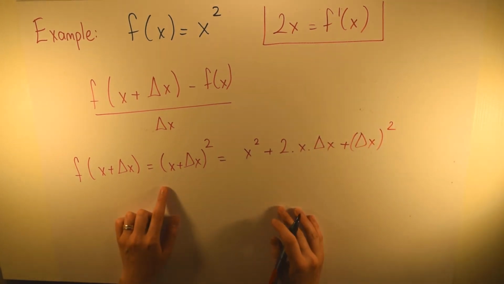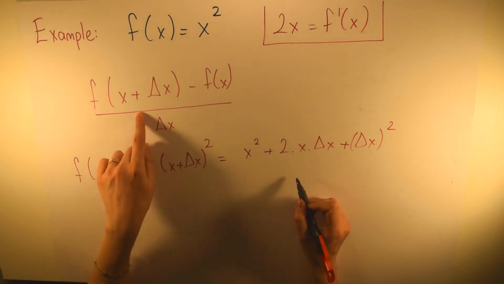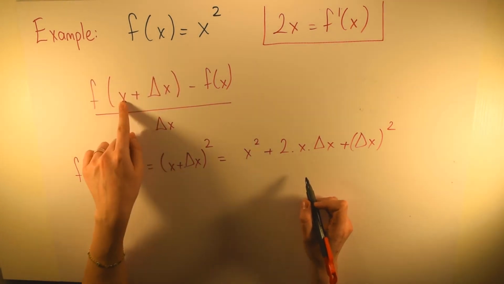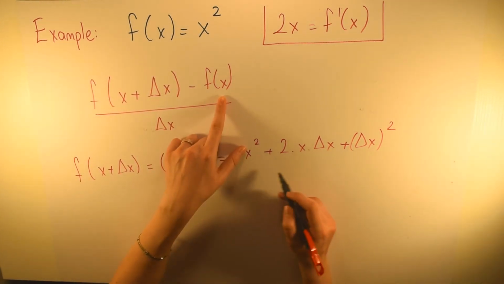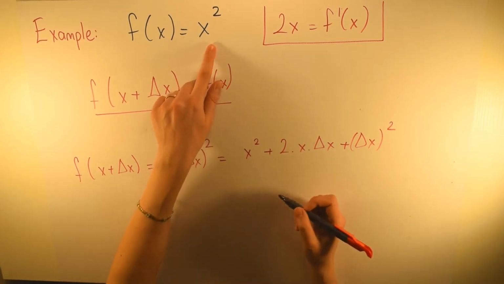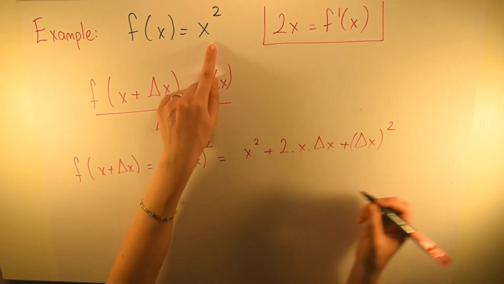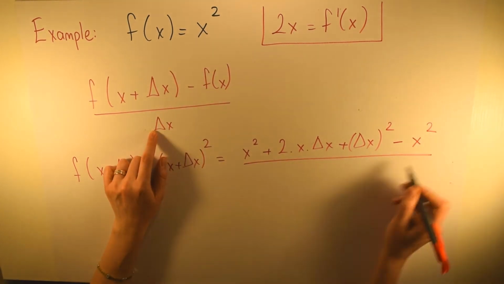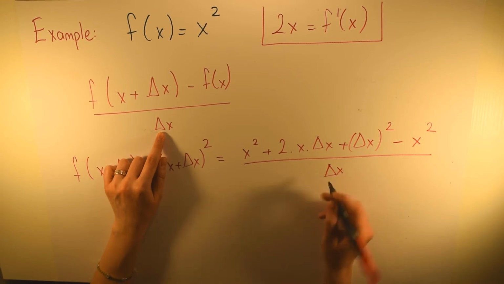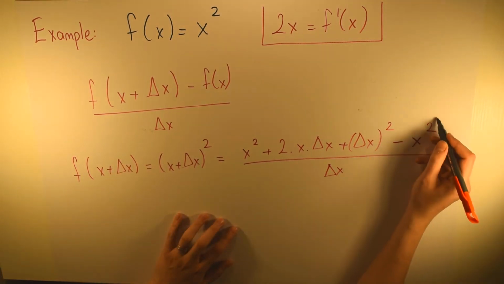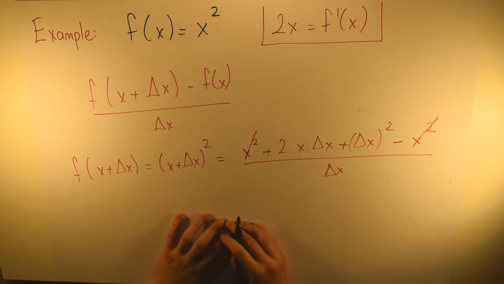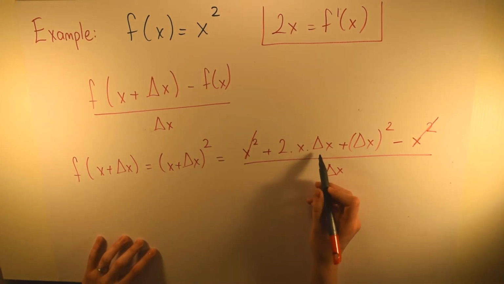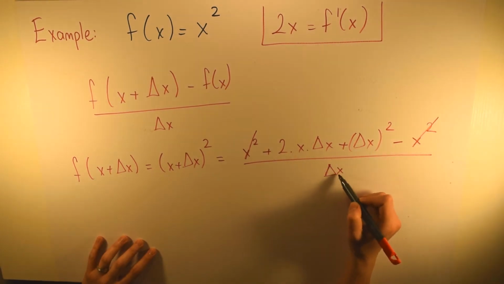Okay, so here when we look at our formula, it's minus f(x). So we found the value of this, and now let's continue with this one. This is minus f(x), which is equal to minus x squared, right? So this is minus x squared over delta x. Okay, so here these x squared terms cancel out each other, and then here we will have 2x delta x plus delta x squared over delta x.